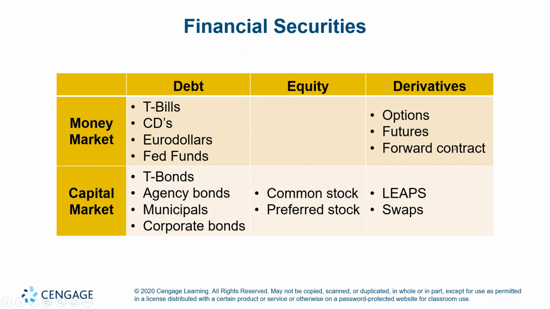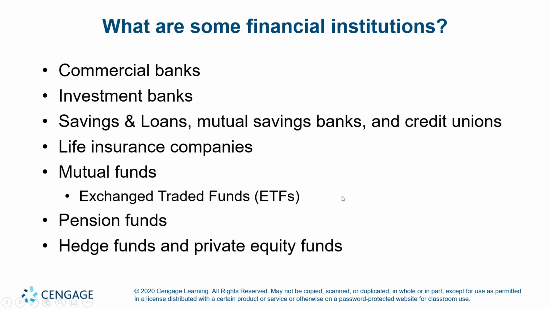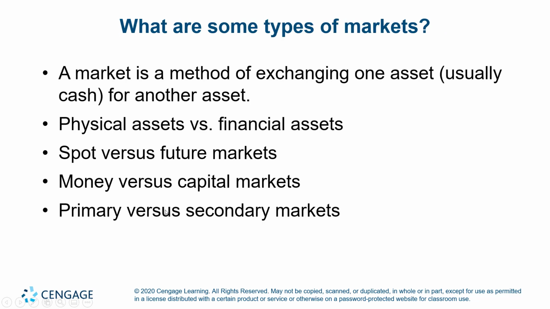There are numerous kinds of financial securities. You have the derivatives market: options, futures, and forward contracts. For the debt market, you have T-bills, commercial paper, and certificates of deposit. You have Eurodollars and Fed funds. In the capital market, you can have different forms of bonds, stocks, and credit swaps. The capital allocation transfer uses financial institutions, which also play an important role in the transfer of funds: commercial banks, investment banks, savings and loans, mutual savings banks, and mutual funds. You have pension funds and hedge funds.